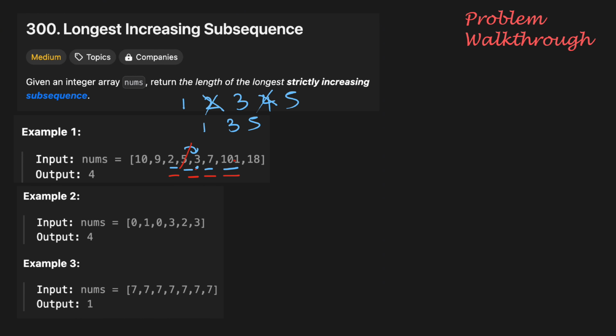Similarly, we can skip 101 and take 18 instead, but we have to return the length of the longest increasing subsequence, which will be 4. Similarly, in example 2, for the given nums array, one of the longest increasing subsequences can be 0, 1, 2 and 3, which has length equal to 4, and that will be our answer. And finally, in example 3, all the elements are equal, so the length of the longest subsequence will be 1 in this case.